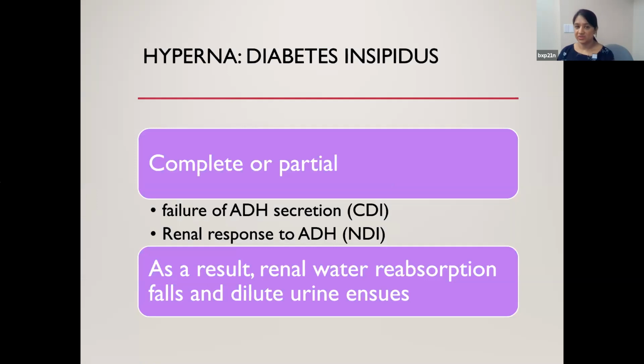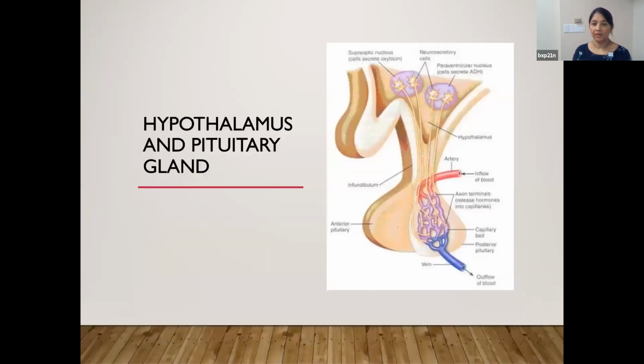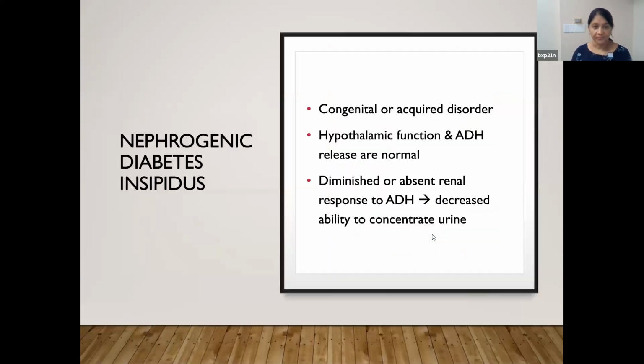And diabetes insipidus, right? You could have central diabetes insipidus, or ADH is there, but the kidneys are not sensitive to ADH. So renal water reabsorption will not happen because of the lack of ADH, or ADH is not working on the receptors, and then you make a lot of dilute urine. And the ADH is secreted in the hypothalamus, and then it is carried and stored in the posterior pituitary.